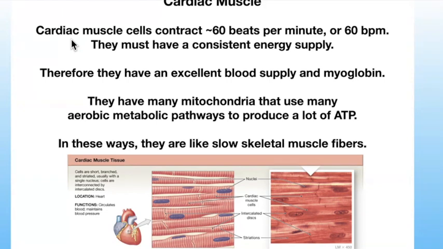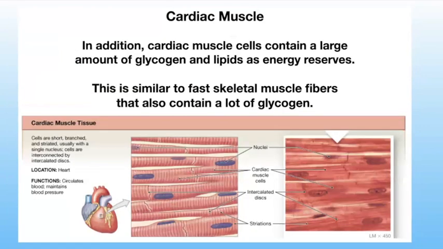They have many mitochondria that use many aerobic metabolic pathways to produce a lot of ATP. And in this way, they're a little bit like slow skeletal muscle fibers. In addition, cardiac muscles contain a large amount of glycogen and lipids as energy reserves. In this way, they're similar to fast skeletal muscle fibers that also contain a lot of glycogen.